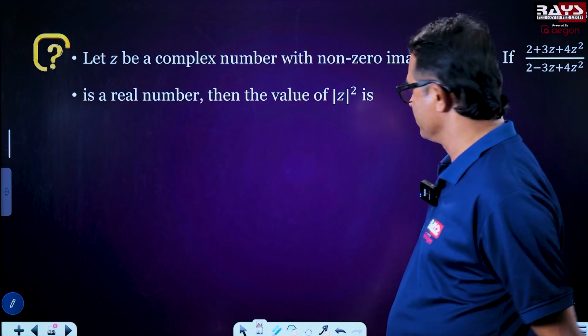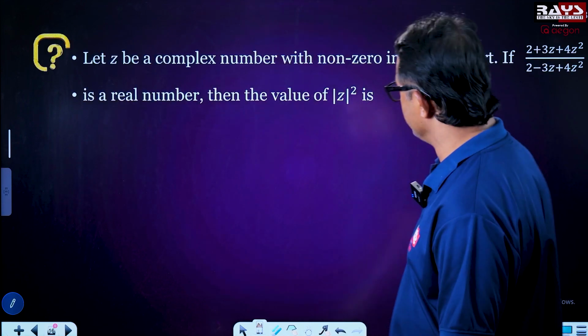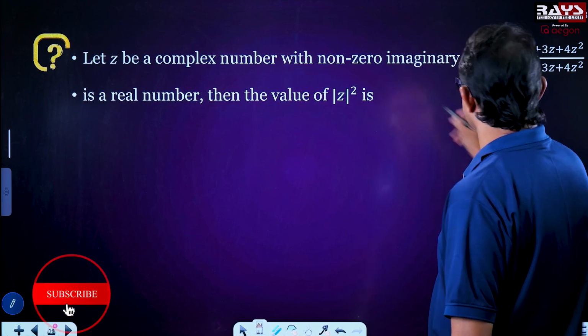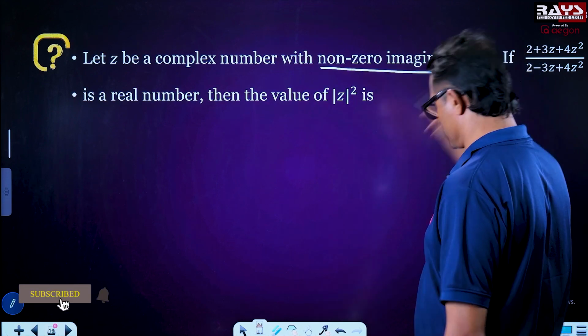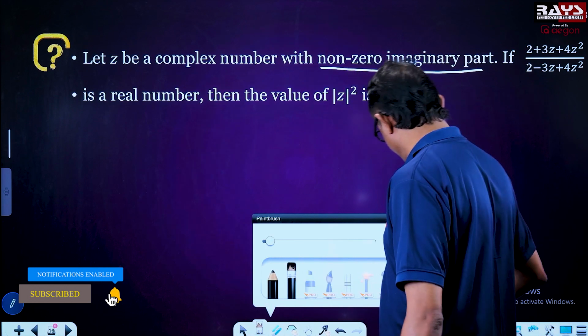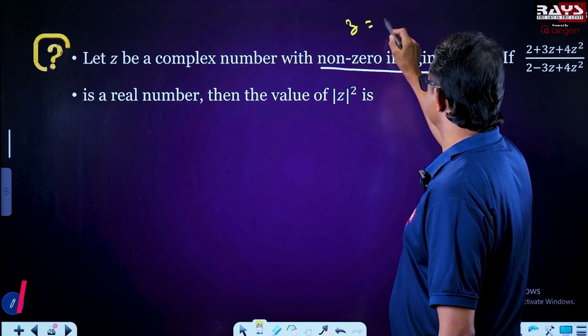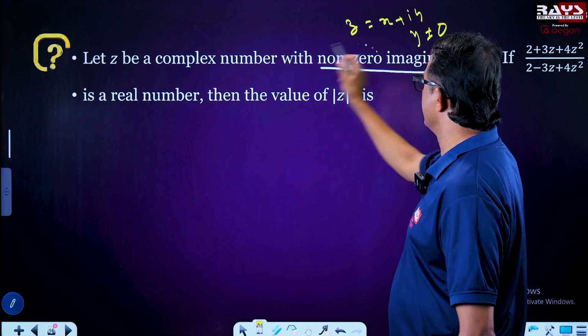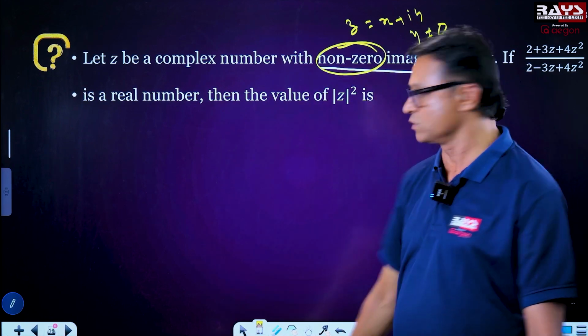Let us see this question. It's a question from complex numbers. It is a complex number with a non-zero imaginary part. Okay, non-zero imaginary part. So what does it mean? That means suppose z equal to x plus iy, then y is not equal to 0. Non-zero imaginary part. Imaginary part is not 0.